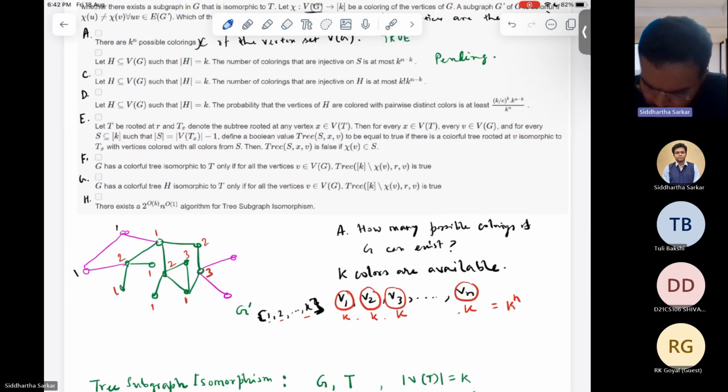Right. So again, you have this k cardinality subset of vertices H, which is fixed, and you want to calculate the probability that the vertices of H are colored with pairwise distinct colors. In fact, you want to find a lower bound on this probability.